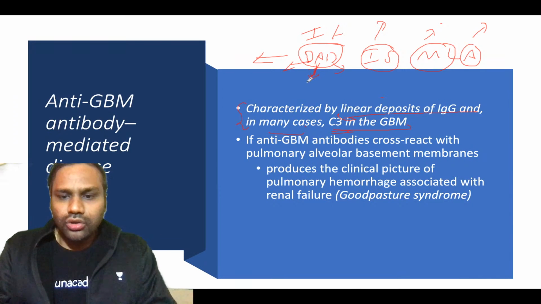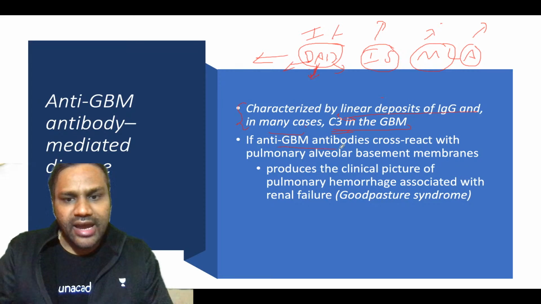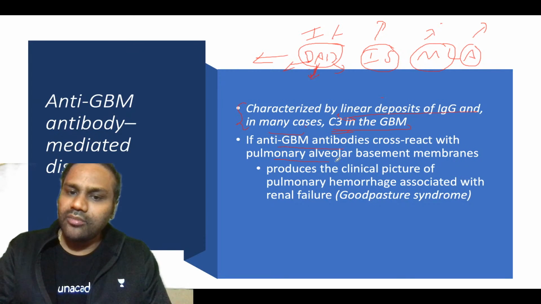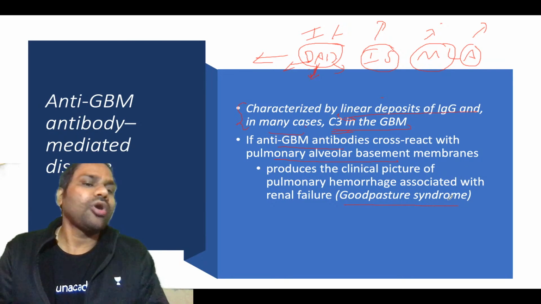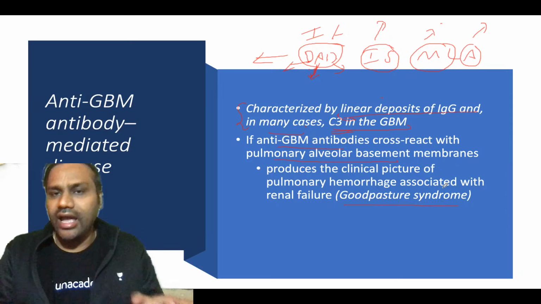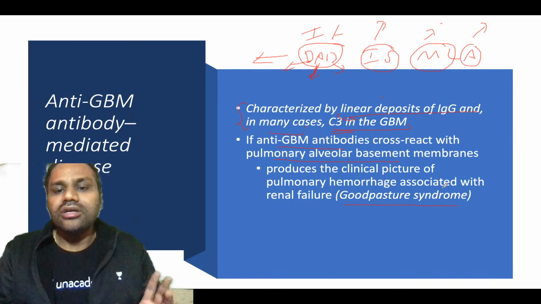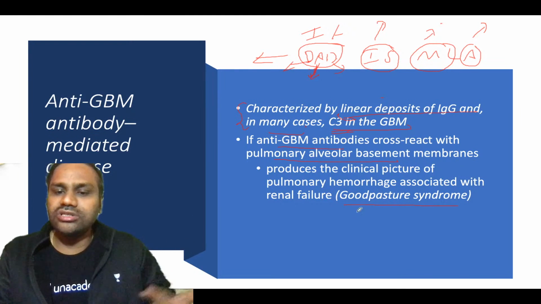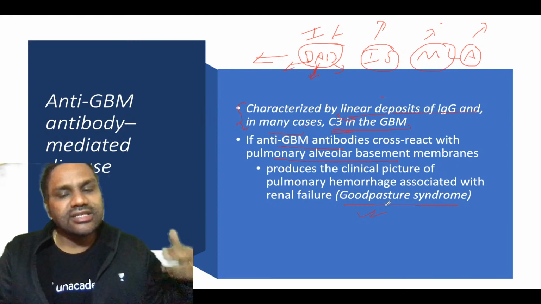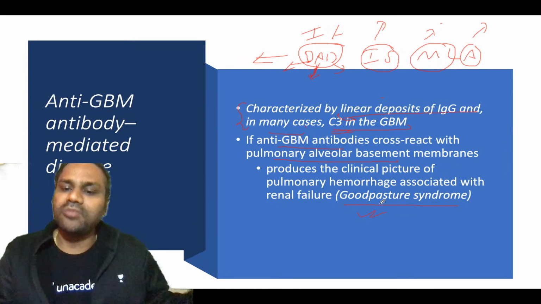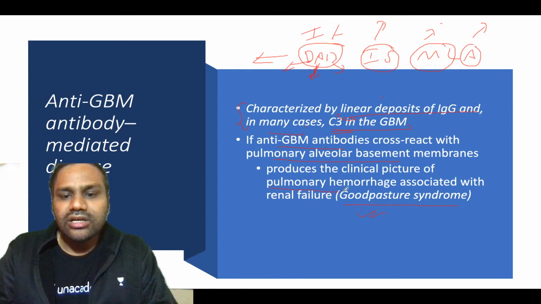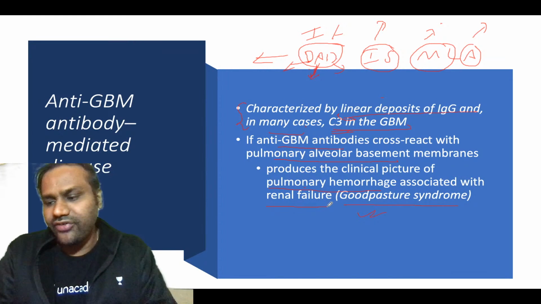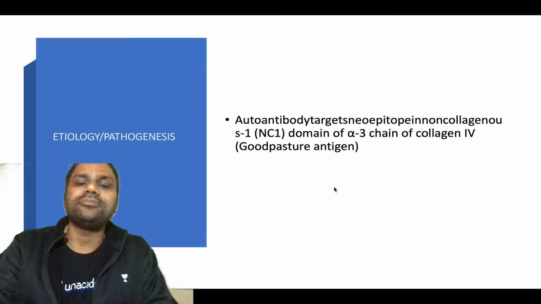Whenever these anti-GBM antibodies cross react with the pulmonary alveolar basement membrane, then that condition is called Goodpasture syndrome, or else it is anti-GBM glomerulonephritis. If it is not associated with pulmonary hemorrhage or the lungs, then you don't say Goodpasture; whenever it is associated with lungs, then you say Goodpasture. This is a renopulmonary syndrome, pulmonary hemorrhage associated with renal failure. That needs to be understood very well.